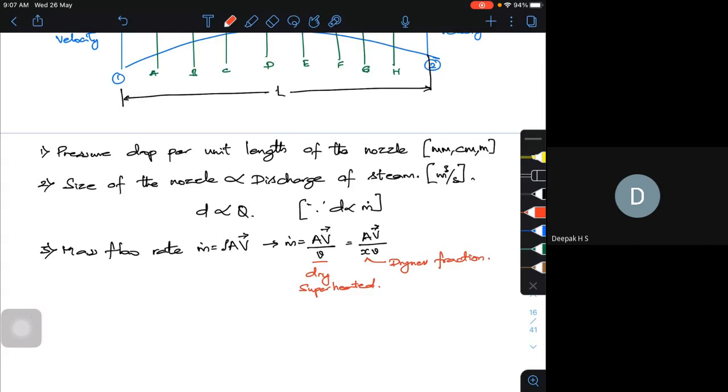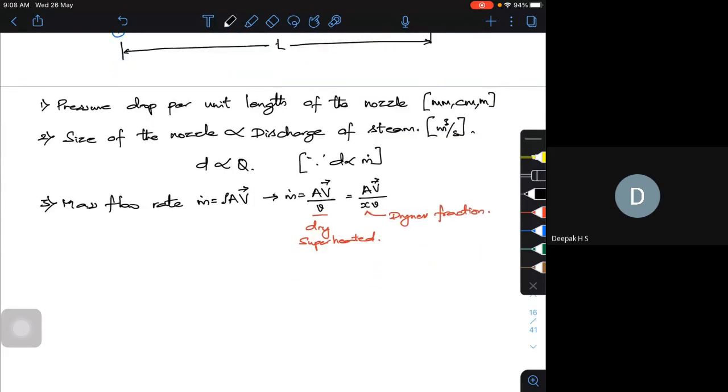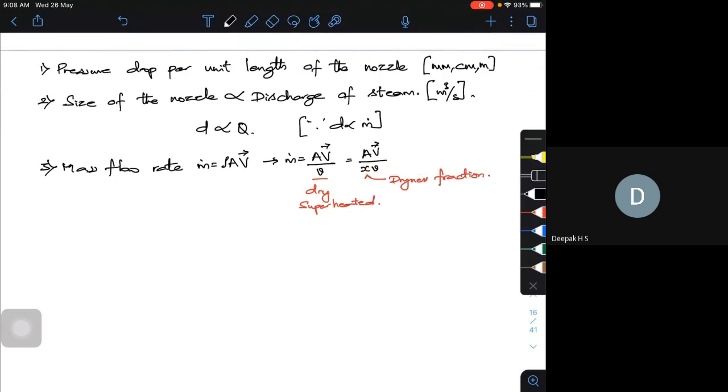And also I told that most of the time, the majority of the time, your V1 will be 0 unless it's specified. So your inlet velocity will be negligible. Okay, so that's it. Now, other factors, what are they actually? As I told, size of the nozzle, and that means what are the parameters which we need to consider?